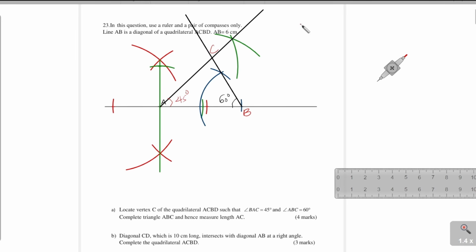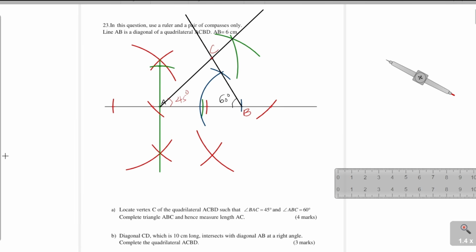So we simply drop a perpendicular from point C. This is how we drop a perpendicular. You stand at C using your pair of compass, and make sure you open your pair of compass wide enough. Mark two arcs on line AB extended. Then from there, you stand at this point and mark an arc there. And then with the same radius, without changing that, stand on the other point and cut that arc like that.